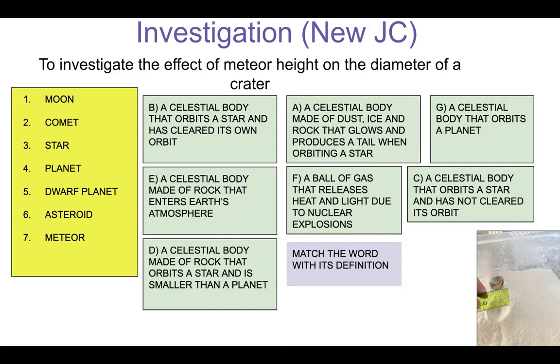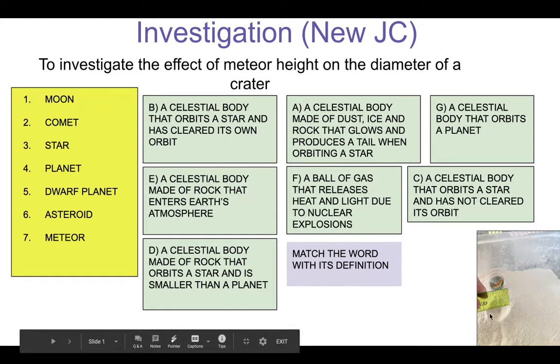What we're looking at is investigating the effect of a meteor's height above, we'll say, sea level on the diameter of a crater. So really, this is kind of like modeling what would happen if a meteor passed through our own atmosphere, Earth's atmosphere, and it hit the surface of the planet. Okay, so that's the goal here. You can see there's a picture here of a setup. I'll be showing a few more pictures of this.